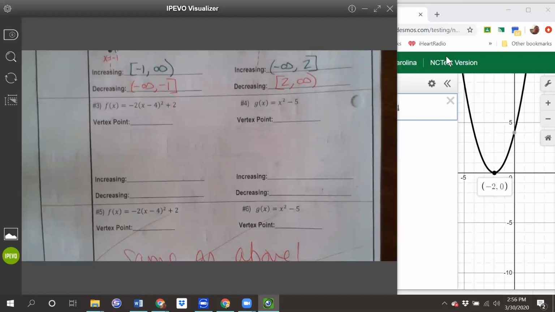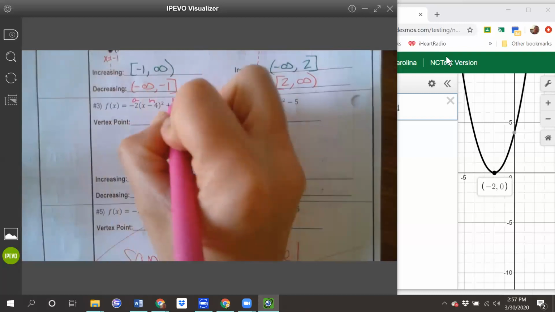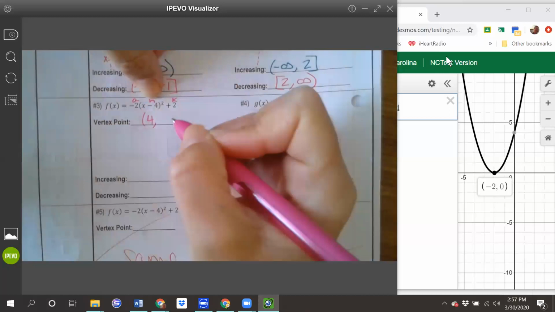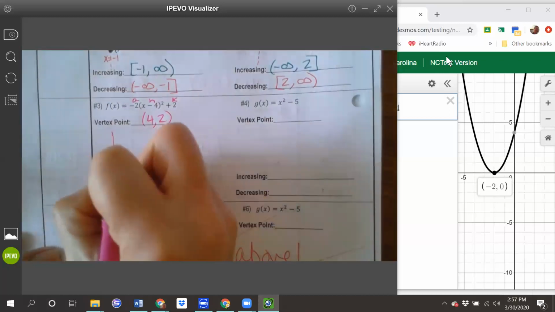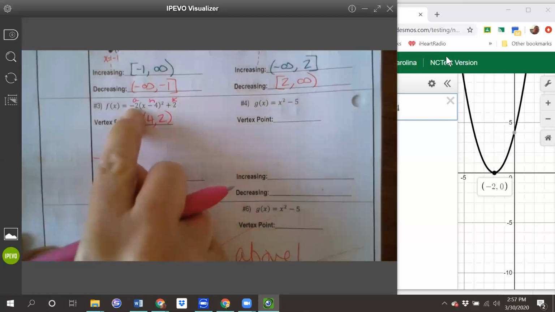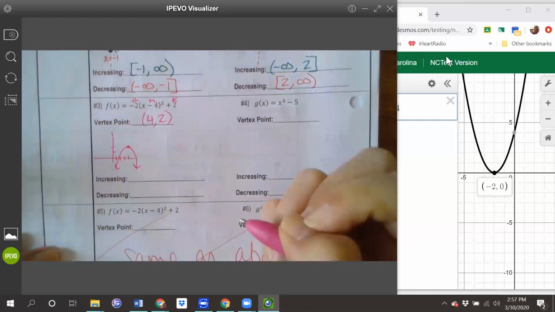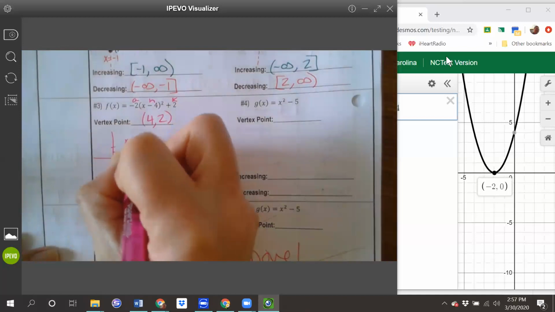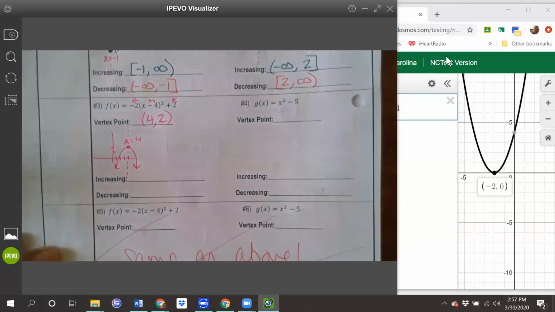Number 3, I've got A, H, and K. So opposite is 4, comma 2. So I've got 1, 2, 3, 4, 1, 2. So here's my vertex. A negative A value means that this is a frown. This x value is at an x value of 4. That would be your axis of symmetry.